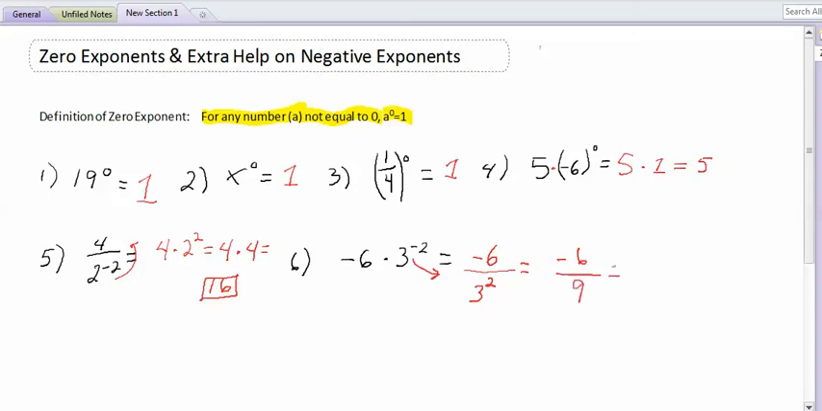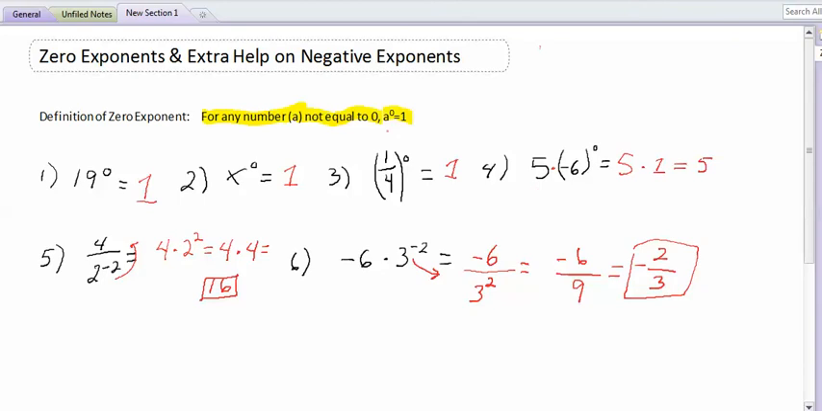And I'd like you to simplify if you can. If it's not too difficult, we're going to go ahead and simplify these. We're going to divide both top and bottom by 3. So negative 6 divided by 3 is negative 2, and 9 divided by 3 is 3. So my final answer is negative 2/3.